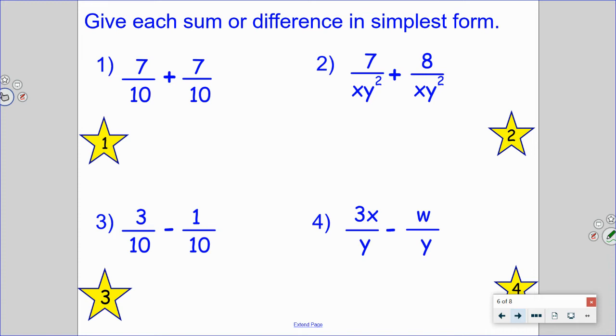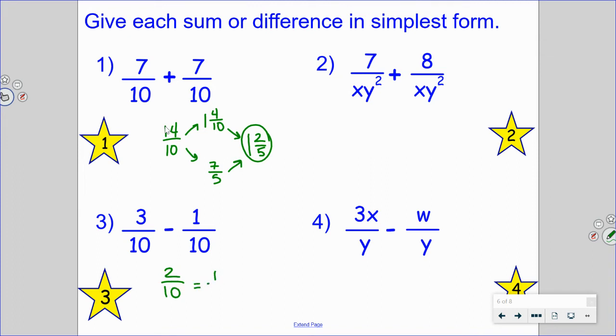7/10 plus 7/10, 14/10. 14/10, again, you have two choices here. Some people prefer to change it first to a mixed number and then to simplify the fraction. Some people prefer to simplify the fraction and then change it to a mixed number. Either way, you're looking at 1 2/5. Let's go down, please, to number 3. 3/10 minus 1/10 would be 2/10, which, yes, can reduce, ladies and gents, to 1/5.